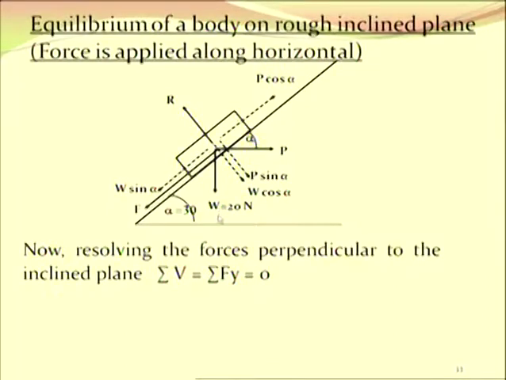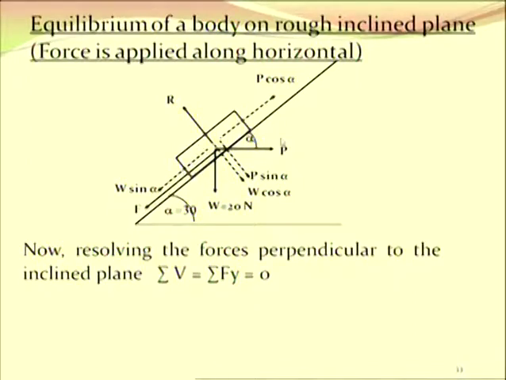Weight of the block is 20 Newton. Horizontal force is P. Friction is acting downwards as the block is moving upwards. Angle of inclination is 30 degree. Normal reaction is R. Among these forces, we can resolve the weight W into components W cos alpha and W sin alpha. W cos alpha is perpendicular to the plane. W sin alpha is along the direction of the plane.